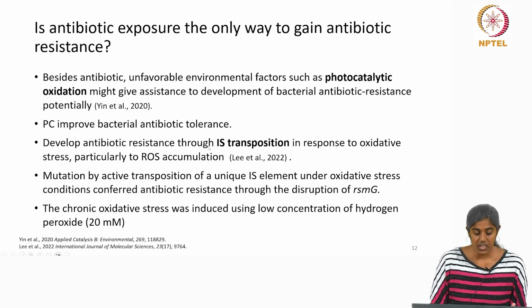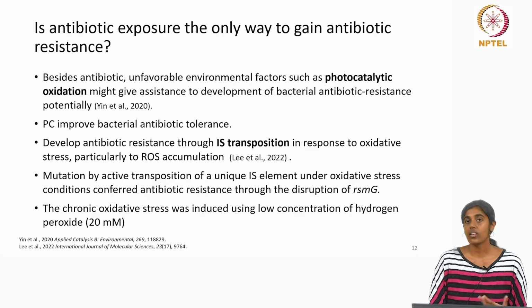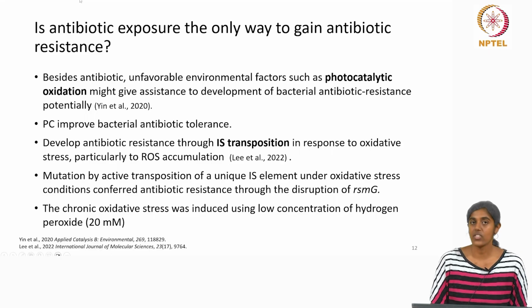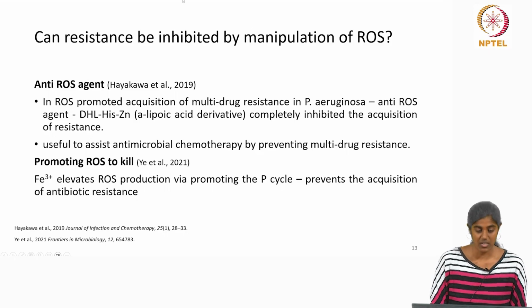In another study where a chronic oxidative stress was induced by H2O2, it was also found that there was an IS transposition, an insertional sequence transposition, in a gene responsible for streptomycin resistance. So that also resulted in the resistance formation. So can we manipulate ROS to inhibit this resistance formation?